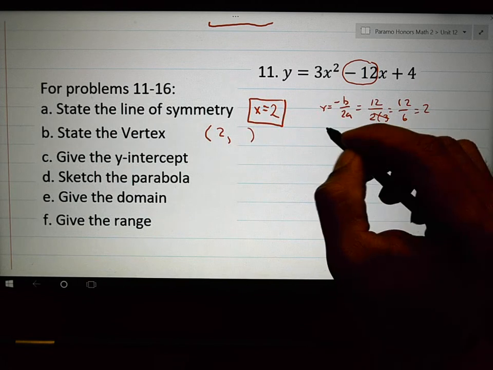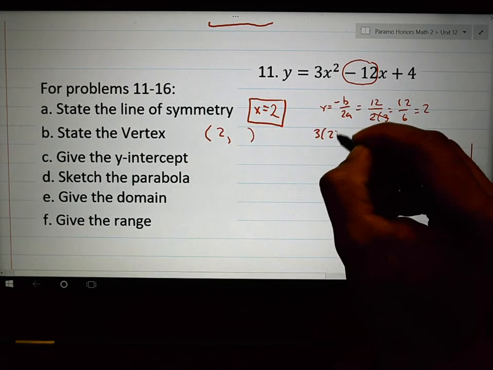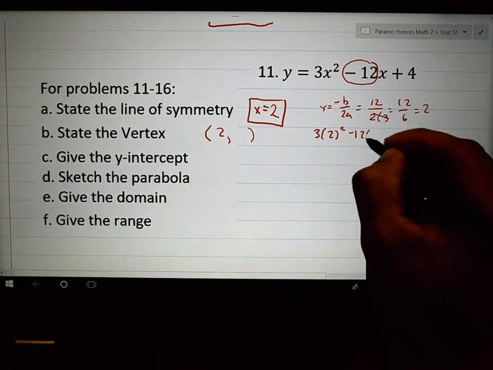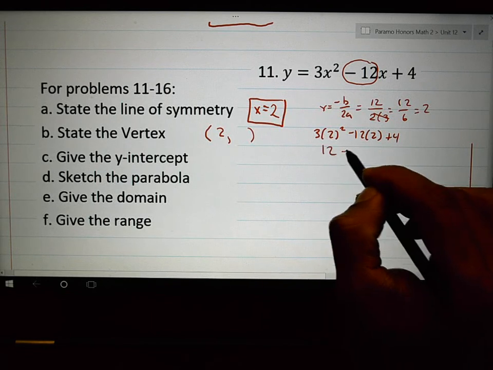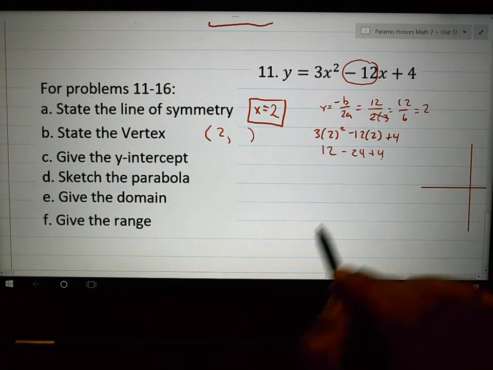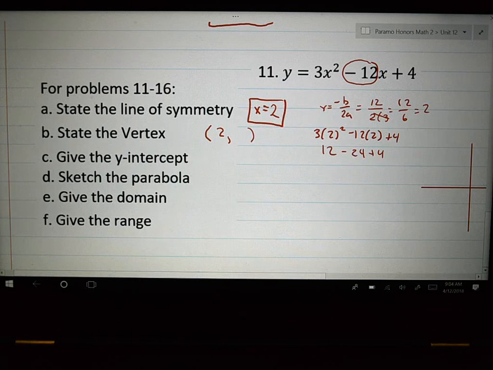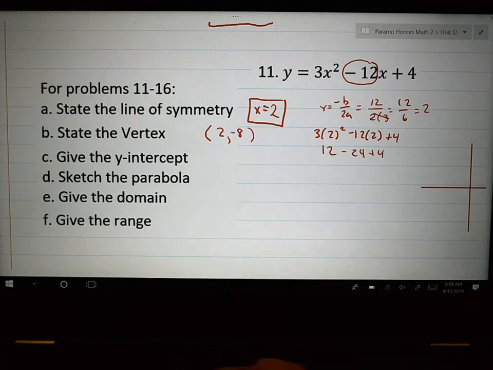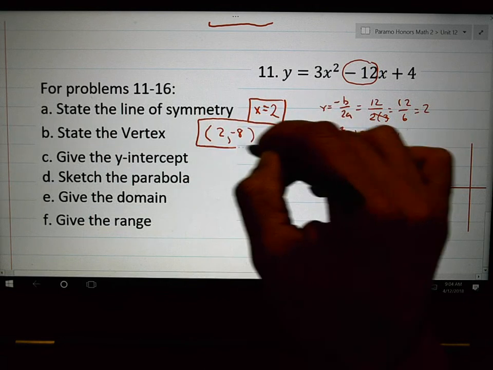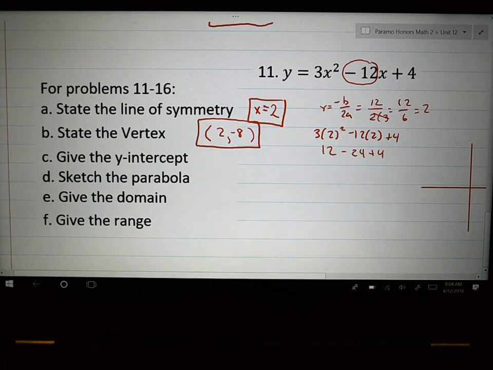What I generally do is just do this stuff either on my calculator or in my head. I plug in the 2. Well, what do you get for the y when you get that? So this is 12 minus 24 plus 4. I'm getting negative 12 plus 4 is negative 8. Is that what you guys got? Yes. Or are you just trusting me? You guys trust me? That's awesome.